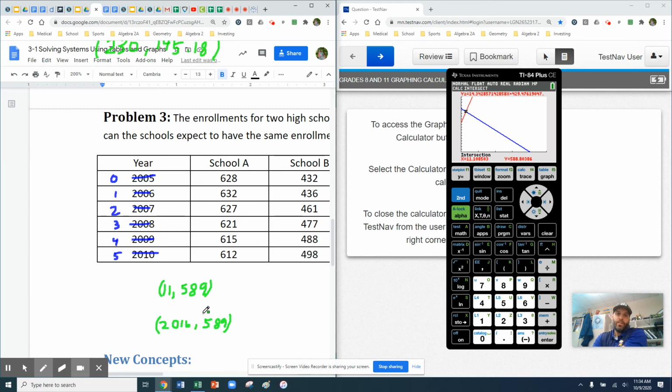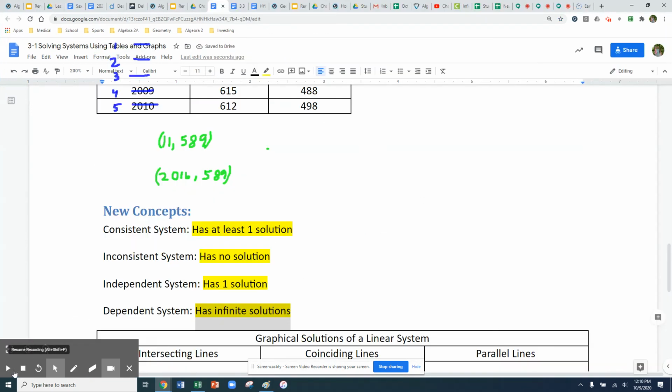So that is how we can create two lines of best fit and then adjust our window to get back to find where that intersection is and then calculate that intersection. Lastly, we'll talk about some special cases that happen with systems. Systems either have a solution or they don't. So a consistent system means it has a solution, at least one, and we'll talk about when it has more than one. Inconsistent means it has no solution.